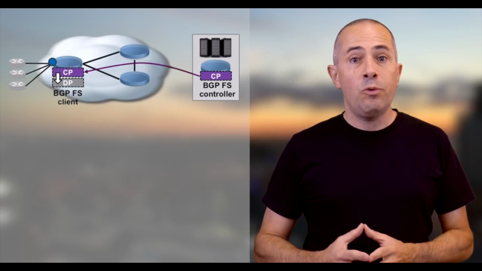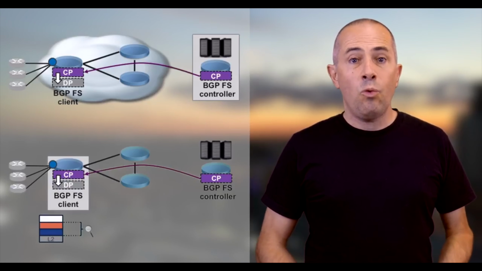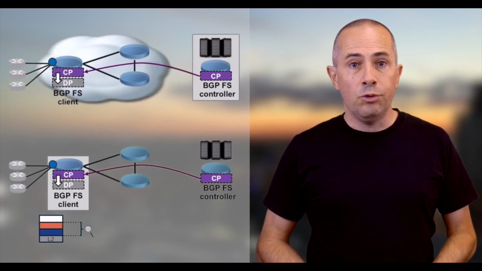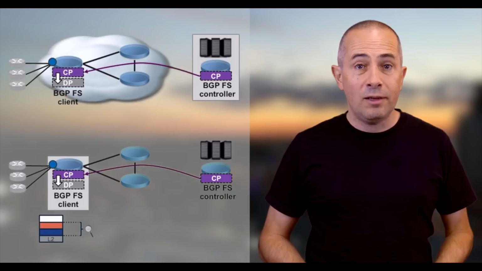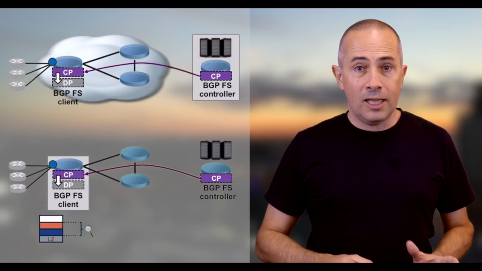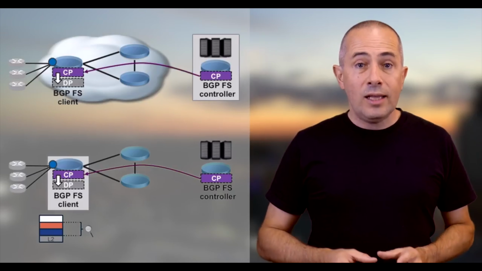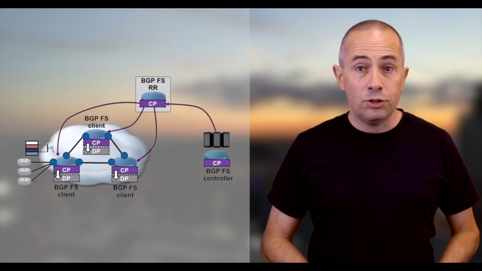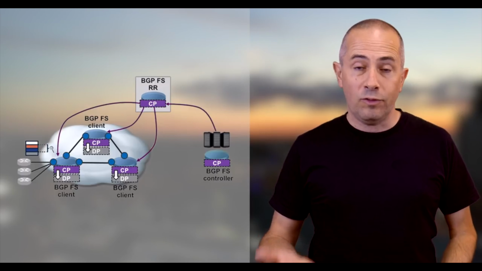In a BGP Flowspec architecture, we have a controller or server. It contains a control plane where will be originated the rules. It's basically the brain of the solution. Second, we have the client. It does have a control plane too to receive the rules, but also it contains a forwarding plane part to program the hardware. The client is the muscle here. It will influence the traffic based on the controller's recommendation. Optionally, it's possible to use a route reflector for better scalability when you have a lot of clients.